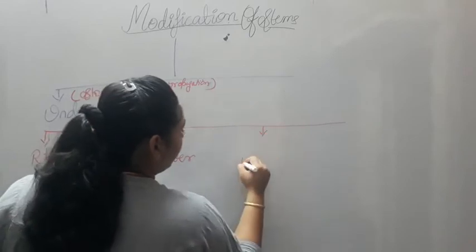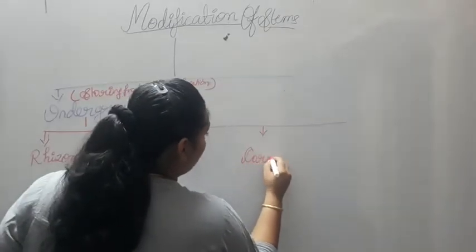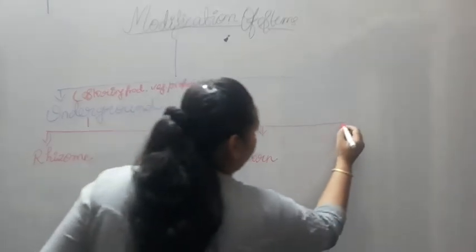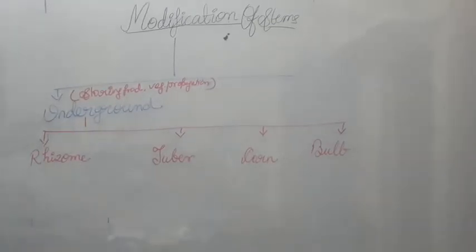Third type is of corn. Tuber and corn, you might have seen in several places, you might be aware of what they actually are. Fourth type is of bulb. So these are the four different modifications of the underground stem, right? Now let us see them one by one with examples of what they are actually and what they do.